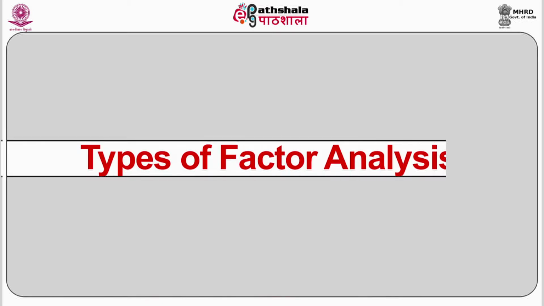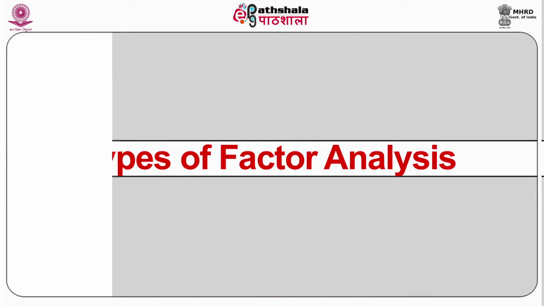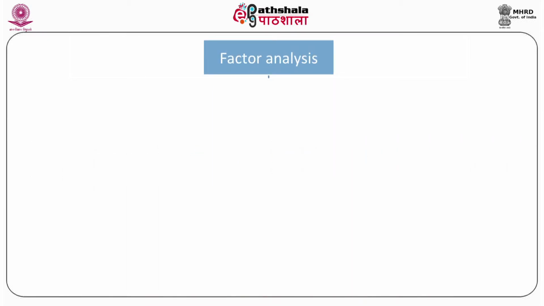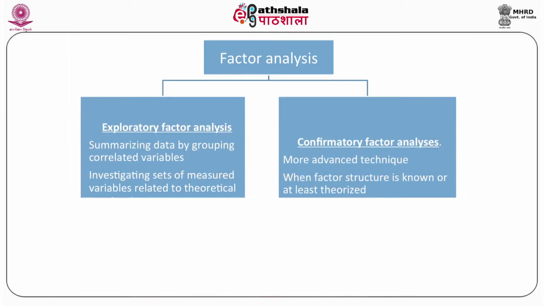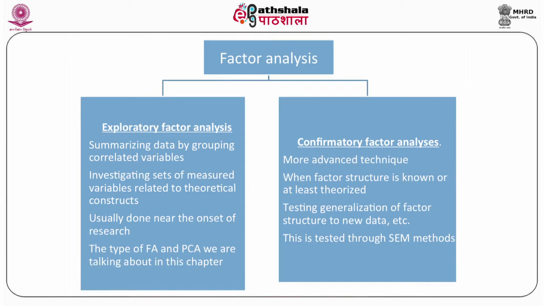Now, the types of factor analysis. There are broadly two common types of factor analysis: exploratory factor analysis and confirmatory factor analysis. Exploratory factor analysis is summarizing data by grouping the correlated variables. It is investigating sets of measured variables related to theoretical constructs. It is usually done near the onset of research. This is the type of factor analysis, and the PCA, we are talking about in this chapter only.